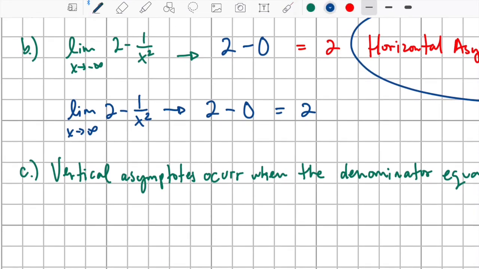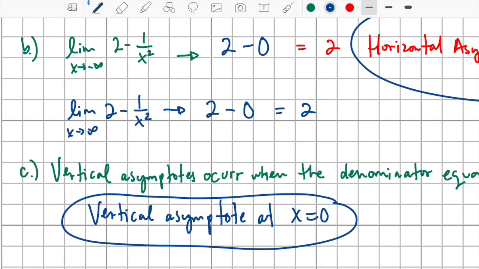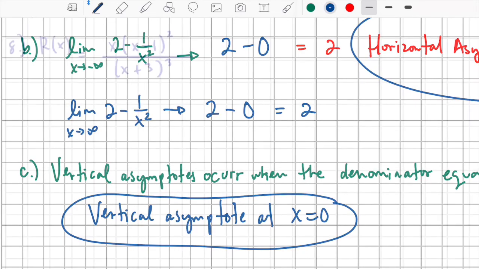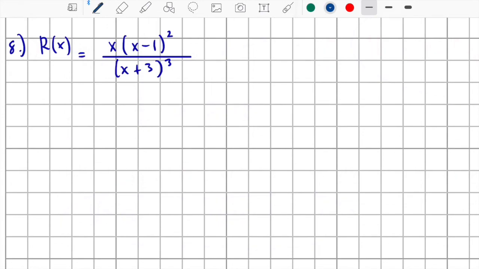So this one is easy. Vertical asymptote at x equals 0. For vertical, it's x, and for horizontal, it is y. Okay, here we go, last one.